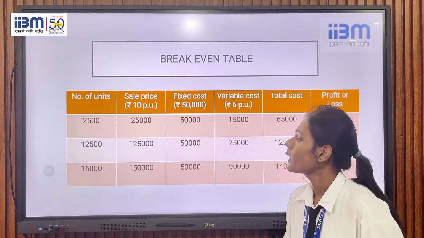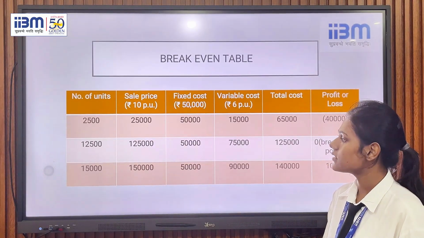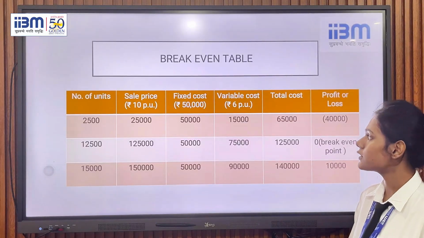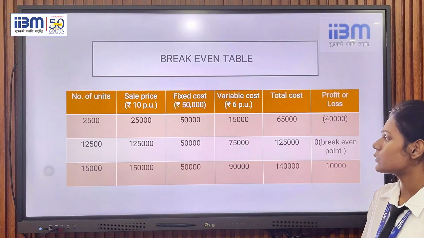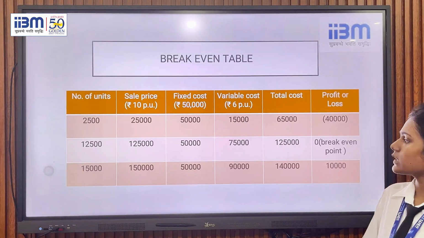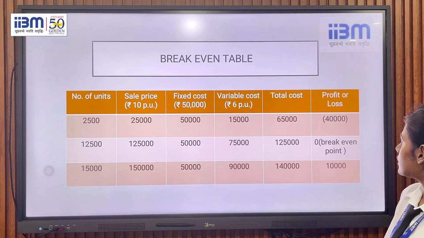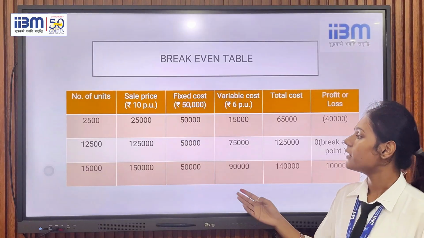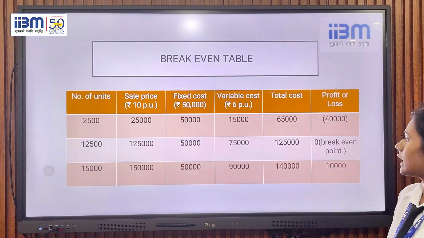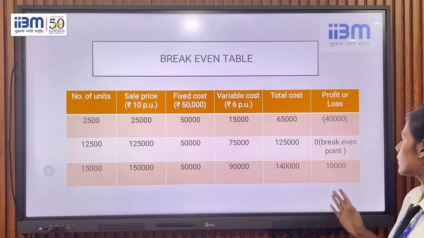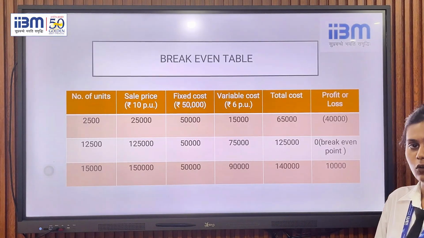And in the second case, when the business produces 12,500 units, the sales price is equal to 1,25,000 and the fixed cost is 50,000 as usual, and the variable cost is equal to 75,000 and the total cost is equal to 50,000 plus 75,000, that is 1,25,000. And then we calculate the profit and loss by using the formula sales price minus total cost, that is 1,25,000 minus 1,25,000, that is 0, and it is known as the break-even point where the business just covers its cost, there is no profit and no loss.